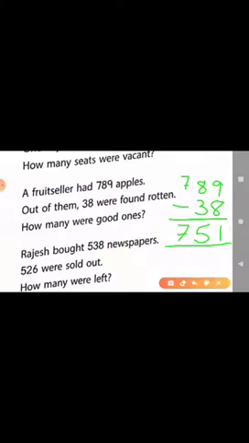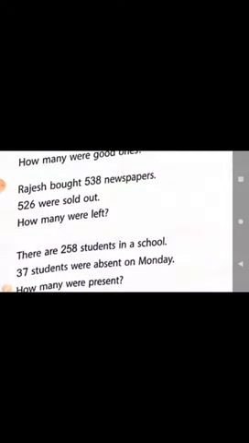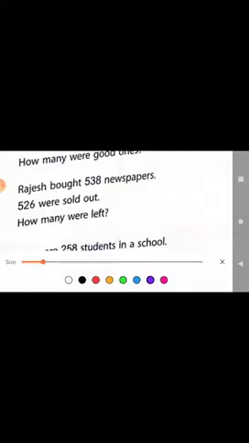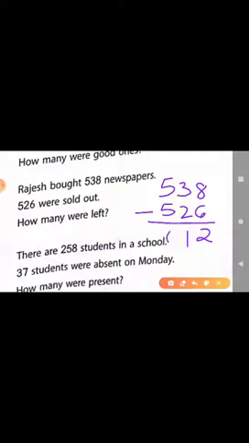Okay. Now next is, Rajesh bought 538 newspapers. 526 were sold out. How many were left? Now Rajesh bought how many newspapers? 538. And out of this 538 newspapers, 526 were sold out. So how many were left? Subtracting ones, we get 8 minus 6 is equal to 2. 3 minus 2 is equal to 1. And 5 minus 5 is 0. So that means 12 newspapers were left.